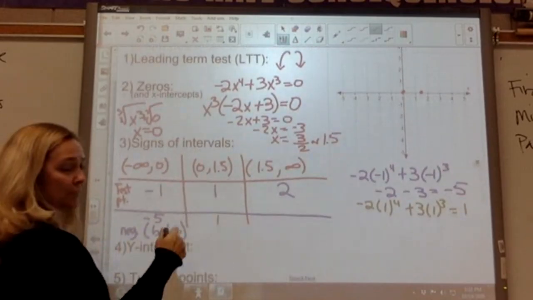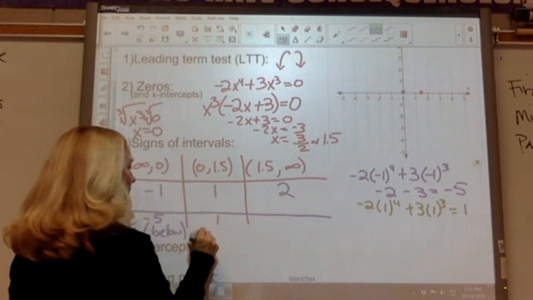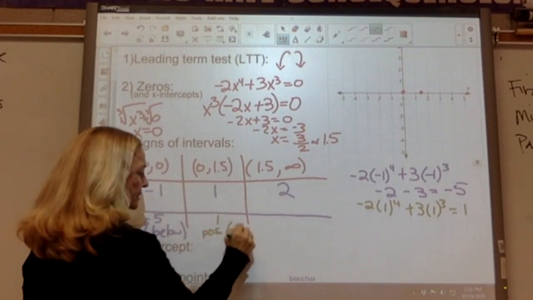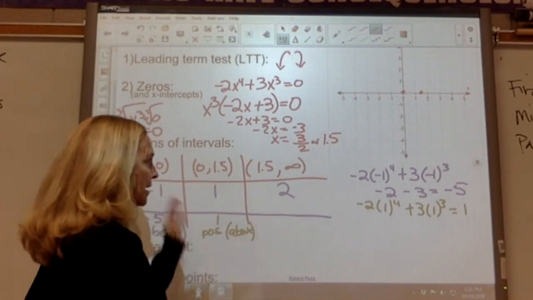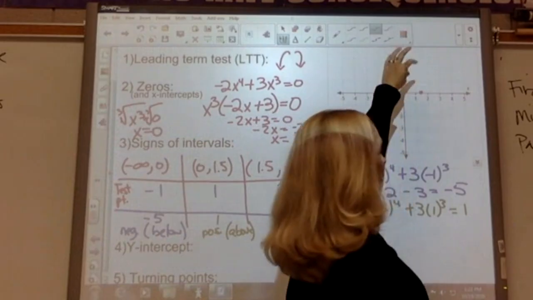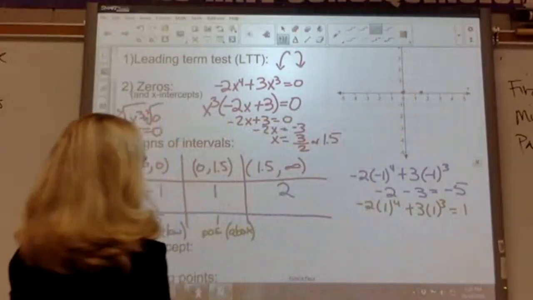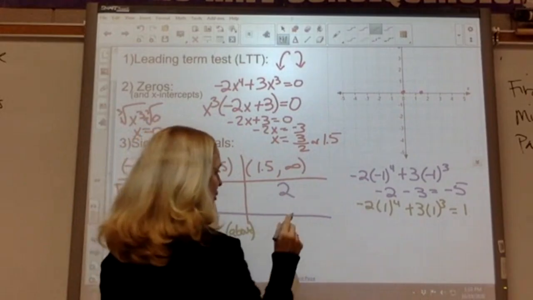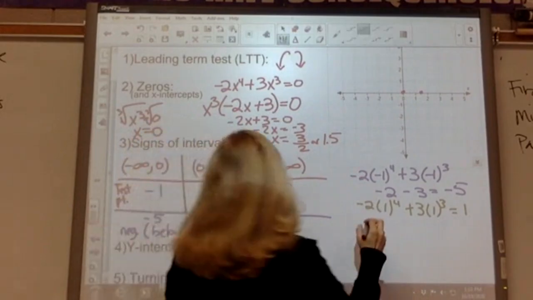And so 1 is a positive number. And so positive means it is above the x-axis. So all the values between 0 and 1.5 in this interval are all up here above the x-axis somewhere. All right, now plug in 2. So I put that in red.